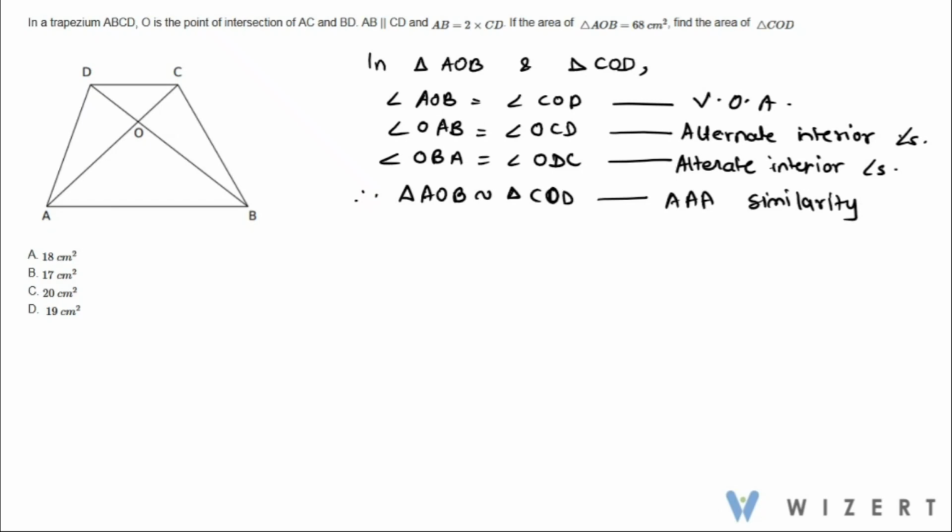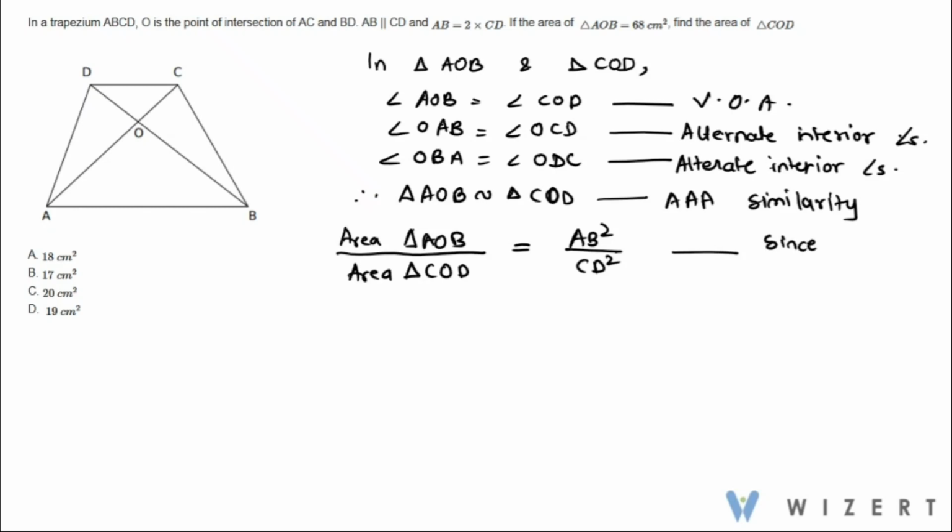So we know that in similar triangles, the ratio of area of triangle AOB with area of triangle COD will be equal to the ratio of AB square divided by CD square, since the triangles are similar.